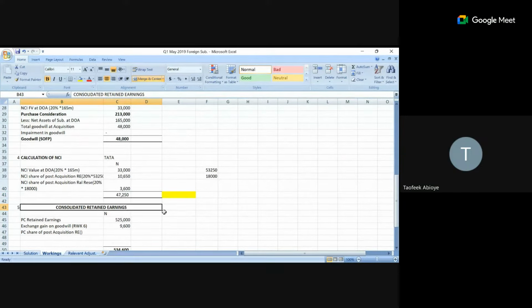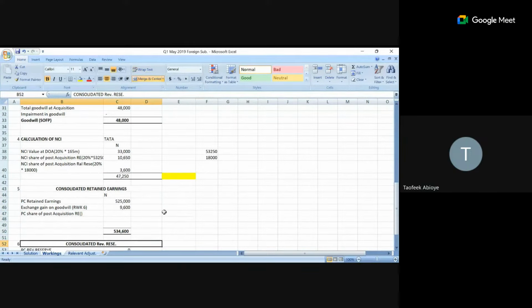We have done with that. Now, parent company share, right? So what is the parent company share? It is 80%.